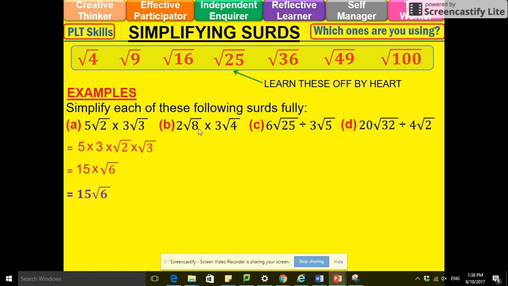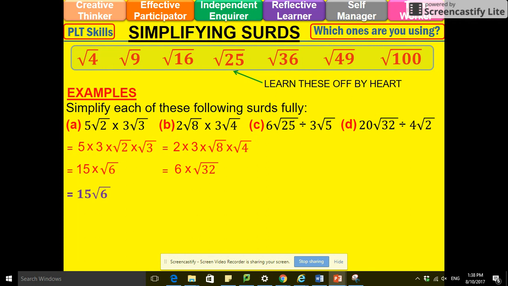So we've got 2 square root of 8 times 3 square root of 4. Let's sort out our numbers: 2 times 3, times the square root of 8 times the square root of 4. On our next line we multiply them together. 2 times 3 gives us 6, and the square root of 8 times the square root of 4 gives us the square root of 32. So 6 times the square root of 32.